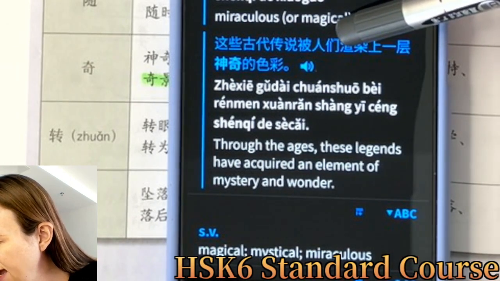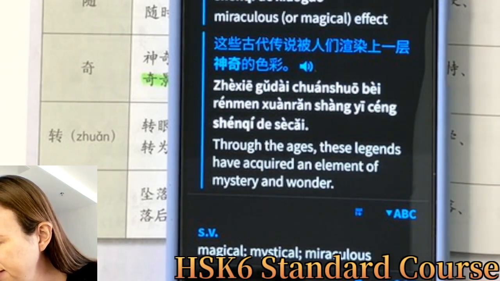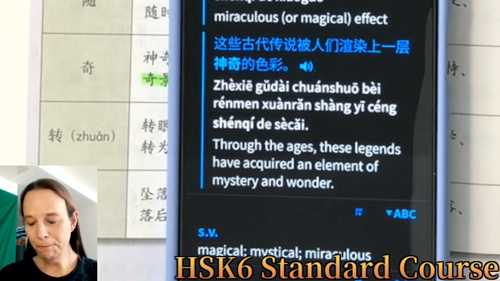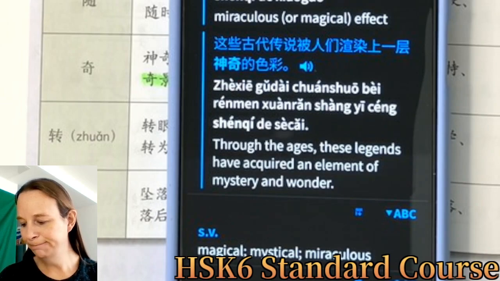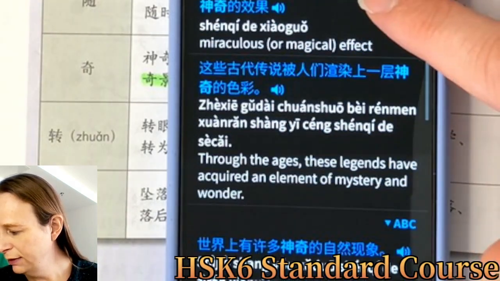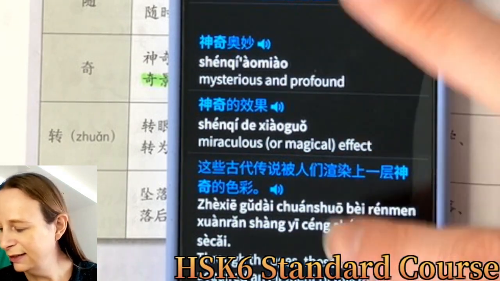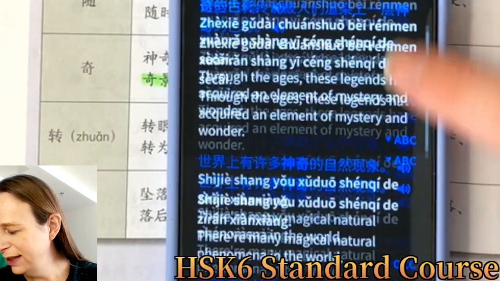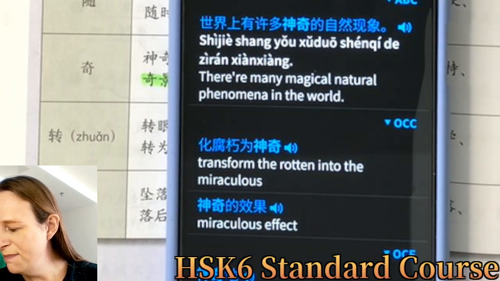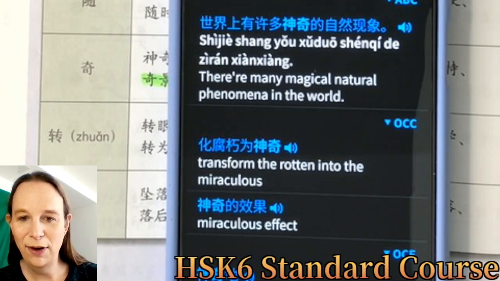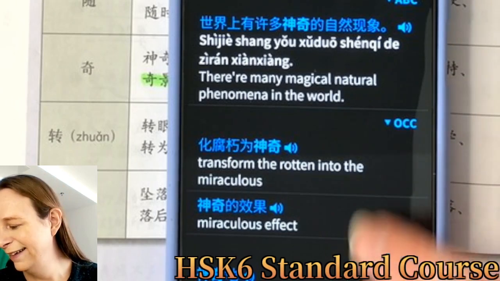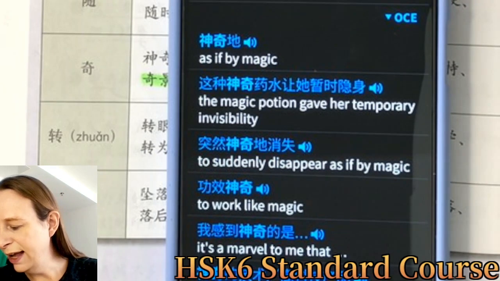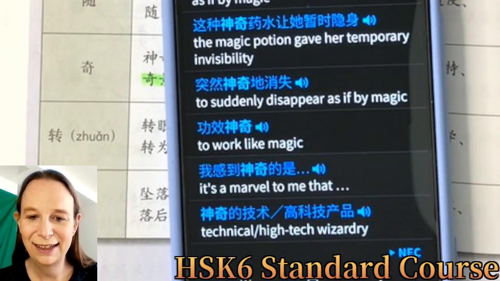这些古代传说被人们渲染上一层神奇的色彩。Okay. 神奇的色彩。神奇奥妙。Yeah, there's 奥秘。深奥的秘密, we saw that one. 神秘的自然现象, magical natural phenomenon. That sounds like an oxymoron, right? If it's a natural phenomenon, then it's not magical. Used figuratively, I guess. 神奇的消失. 我感到神奇的事. So this one makes me feel wonder.